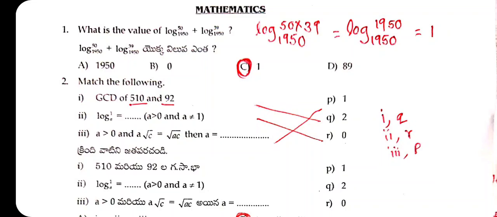In the second problem, if you observe clearly, log 1 is 0. So the second option is R. And one more thing, GCD of two even numbers is always even. So here these two even numbers have the common even number 2, so the answer is 2. So the first option is Q.